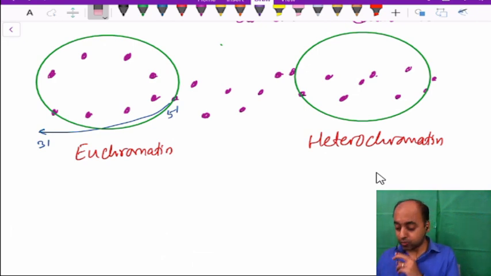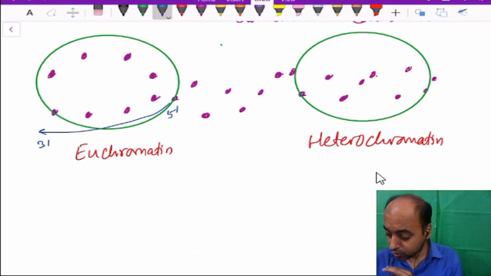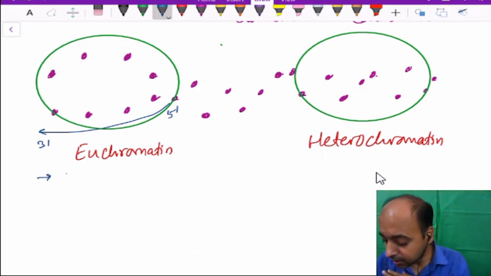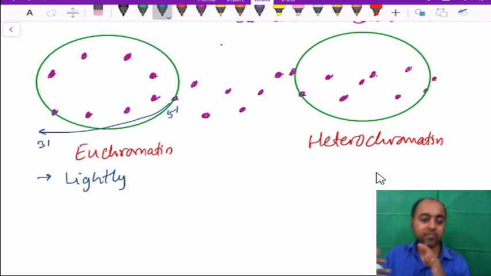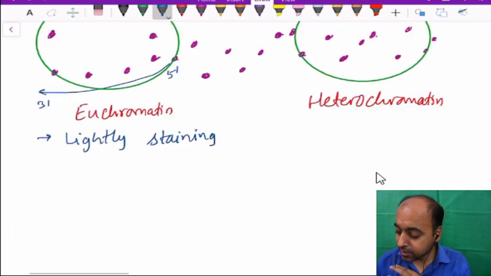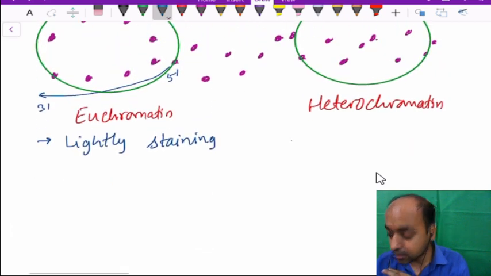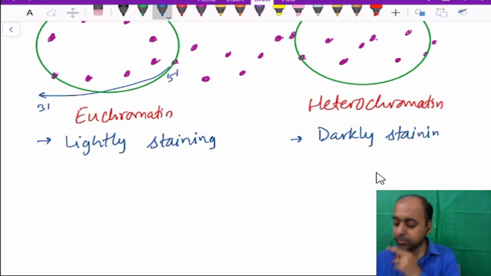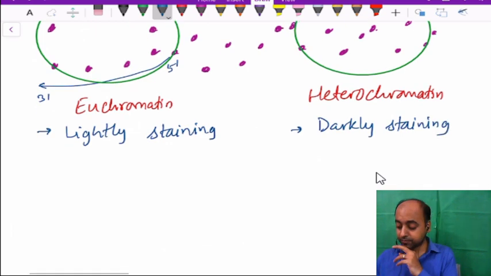So what you find, the euchromatin appears to be lightly staining. The dye particles are very far apart. It is lightly staining, whereas the heterochromatin is darkly staining. The dye particles are close together and it gives the appearance of darkly staining.